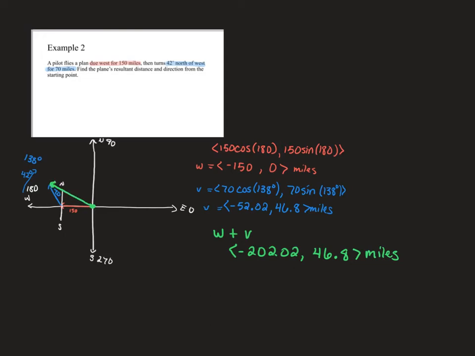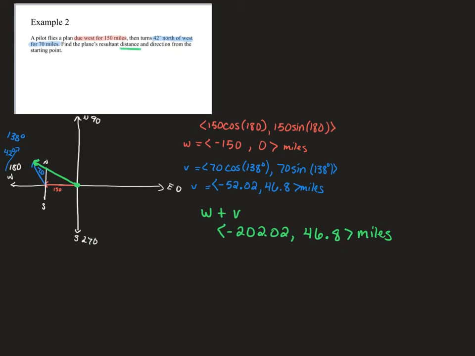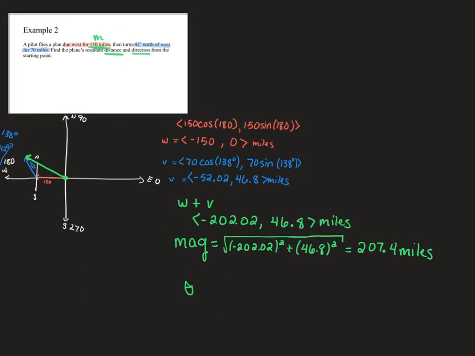If I want to find the resultant distance that this plane has traveled, what I want is the magnitude of this vector. So if I say distance, well, we were using distance for the magnitude, so what I want is the magnitude. And to find direction, I want the angle. Remembering those formulas from our video yesterday, magnitude is the square root of x squared plus y squared. Okay, and my magnitude is 207.4 miles. And to find my angle measurement, I need to do the tangent inverse of y over x.